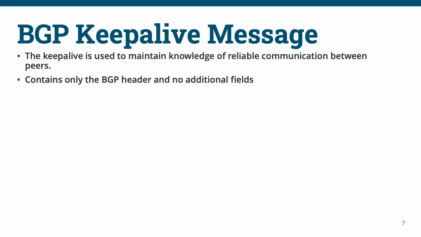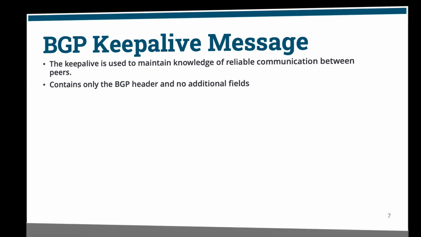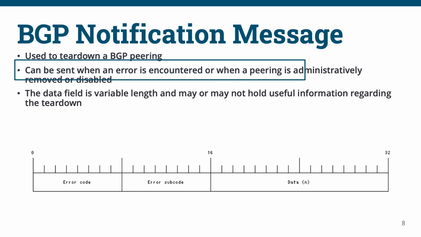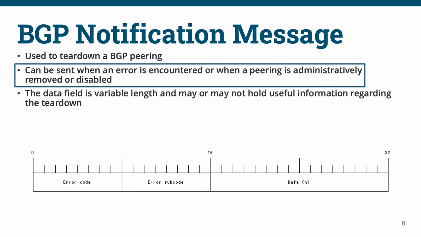Let's move on now to the last BGP message type, the notification message. The BGP notification message is sent to indicate to the other router that the BGP peering session should be destroyed. This could occur at many points in the BGP peer lifecycle and can signify that an error occurred or that the peering session was administratively removed or disabled.